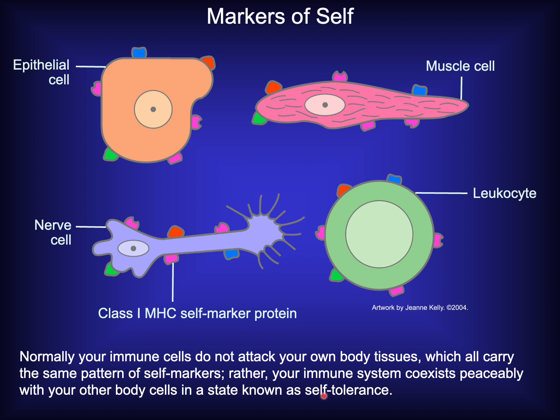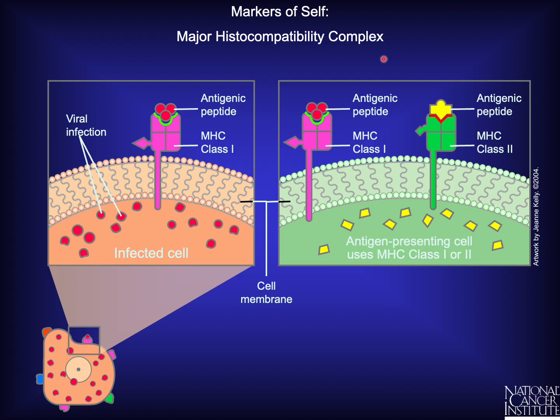And for the next lecture, we'll see that this is not always the case though. Autoimmune disorders, when you have an immune system that is attacking your own cells, that's whenever your immune system stops recognizing your MHC self-markers on the surface of those cells. There are two types of MHC or major histocompatibility complex markers. There's MHC class 1 and MHC class 2.